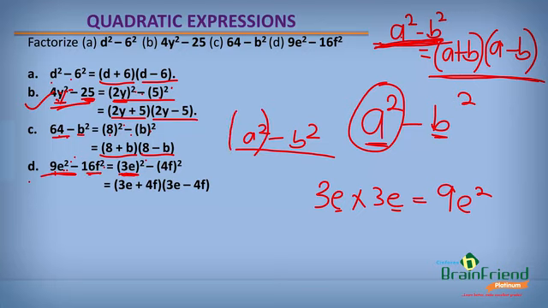The same goes for 16f squared. The square root of 16f squared is 4f. So we put it in a bracket and then raise it to the power 2, making it 4f all squared. So we can simply factorize it, and the factorization will be 3e plus 4f times 3e minus 4f.